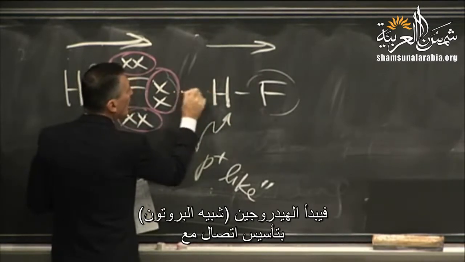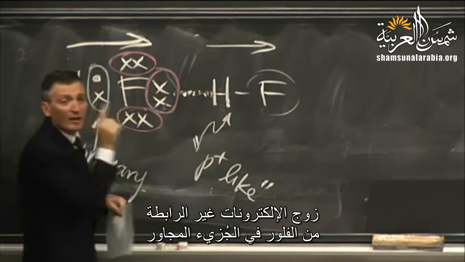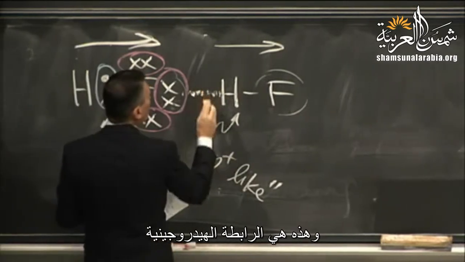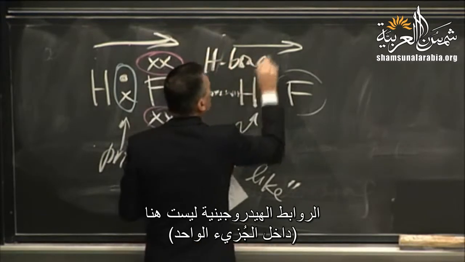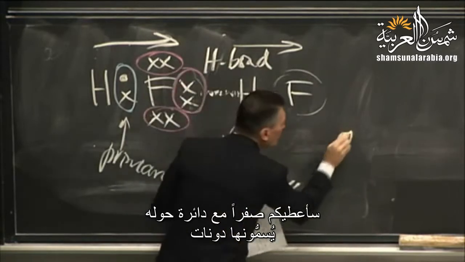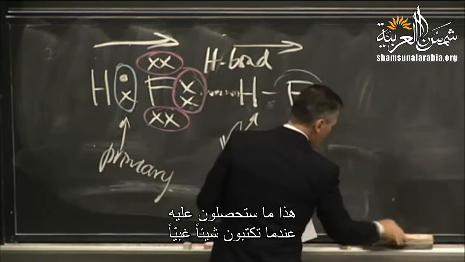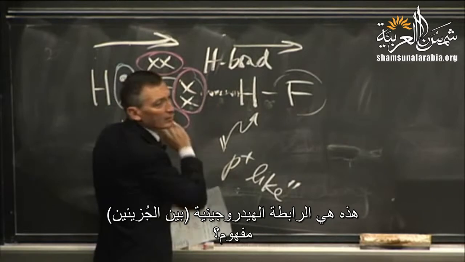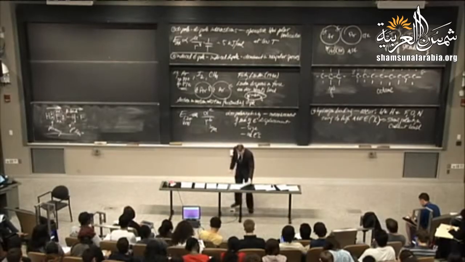So the proton starts establishing contact with the non-bonding pair of electrons on the adjacent fluorine. And this is the hydrogen bond. The hydrogen bond is here. The hydrogen bond is not here. If you write this, I will give you 0. I'll give you a 0 with a circle around it. It's called the donut. That's what you get when you write something so stupid. This is not the hydrogen bond. This is the hydrogen bond. Okay? So it works.